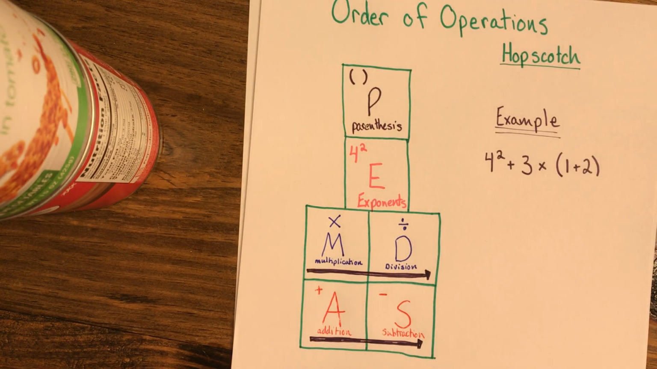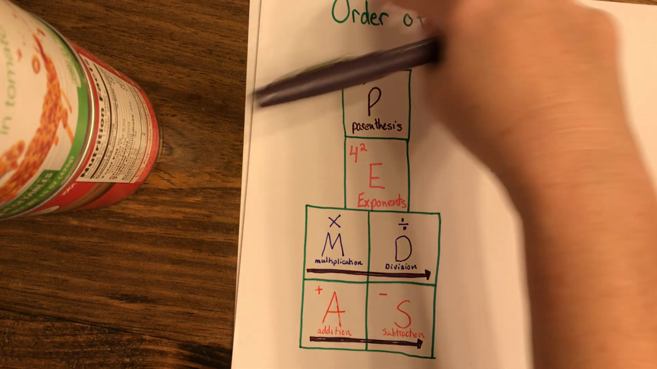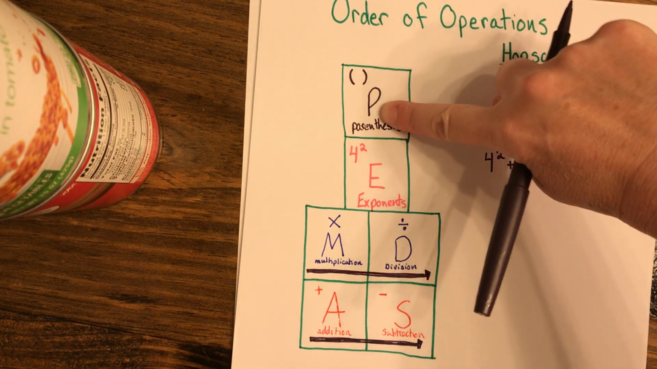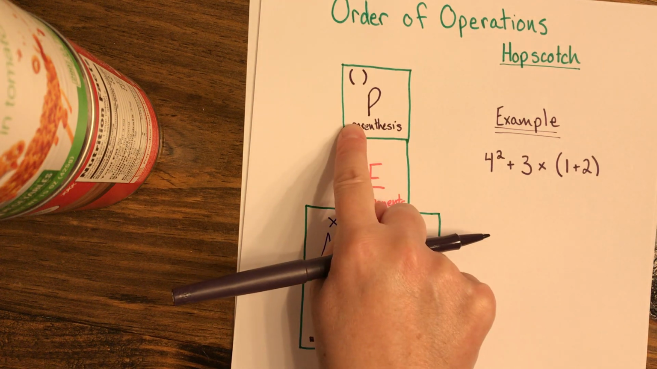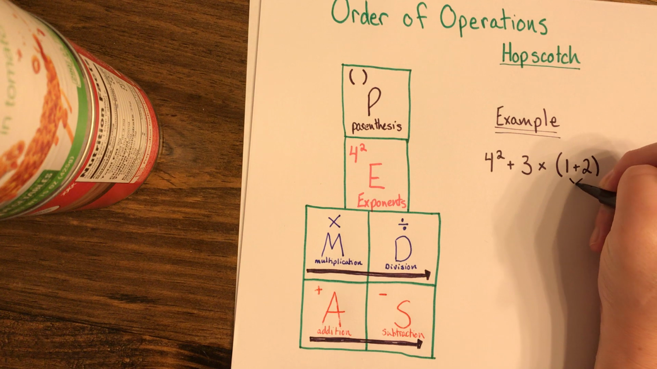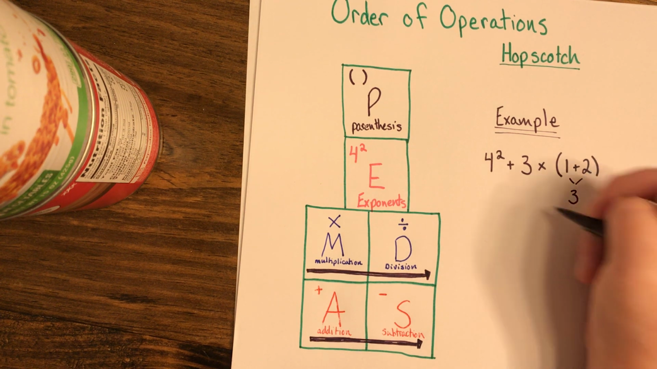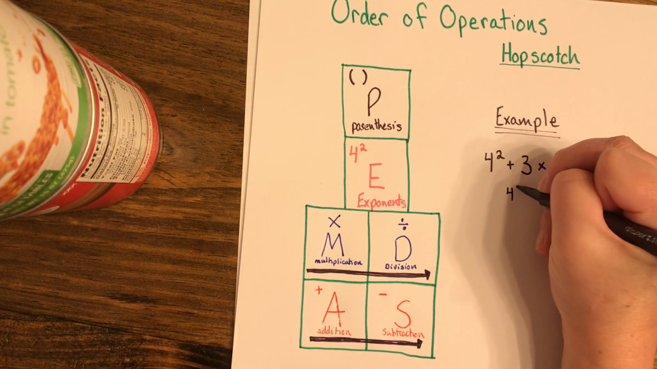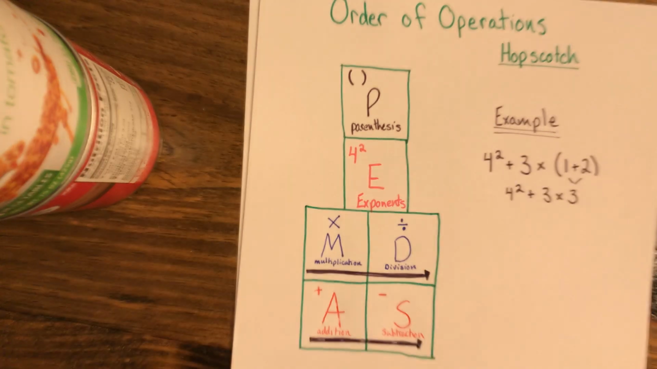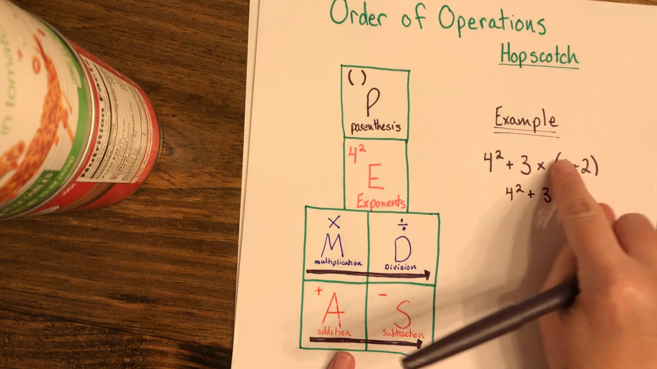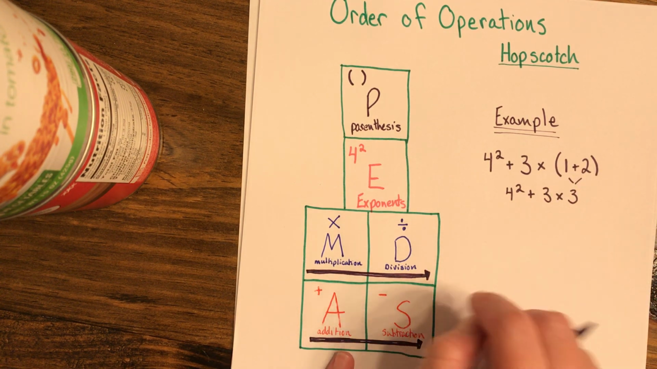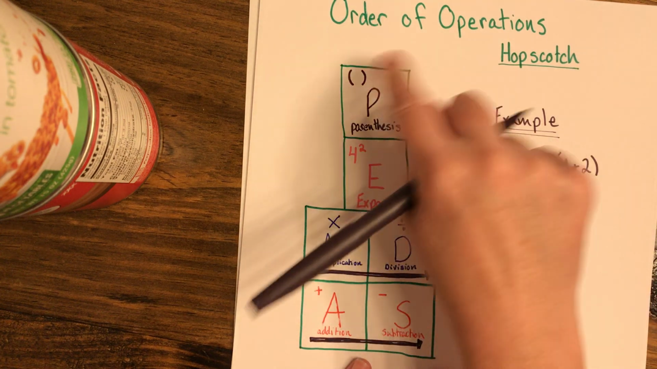All right, so the first thing you have to do on your hopscotch, I'm starting here, this is my starting point. First thing I have to do is the parentheses. So let's do that first. So 1 plus 2 is 3, and the rest of the problem stays the exact same. So you just do one step at a time. Okay, so now we have taken out 1 plus 2, and we're ready to move on to the next step. Okay, so we did the parentheses, those are gone.